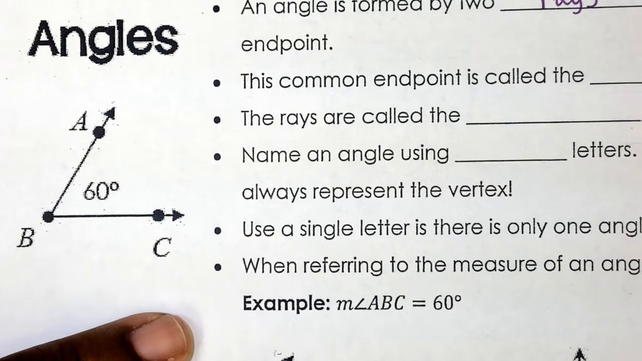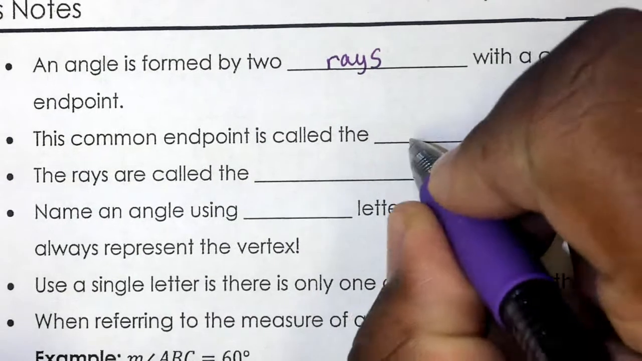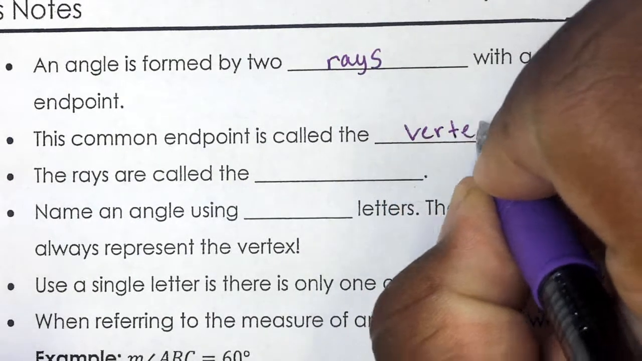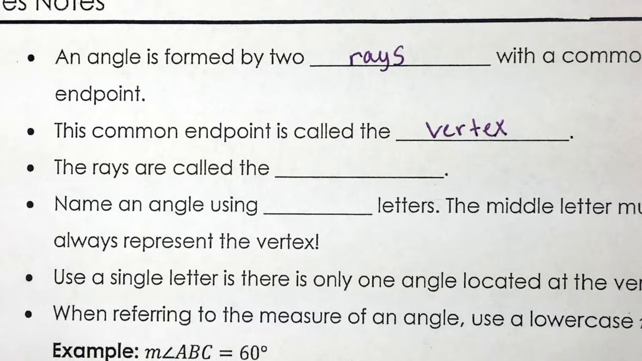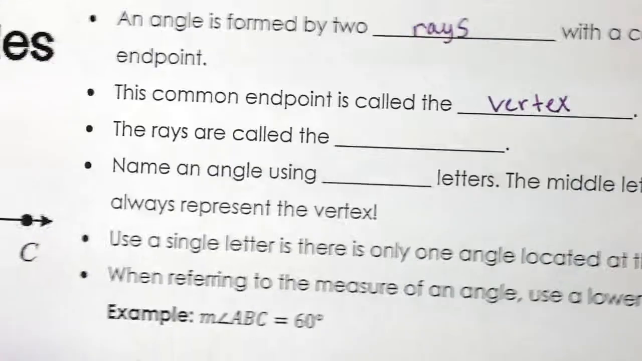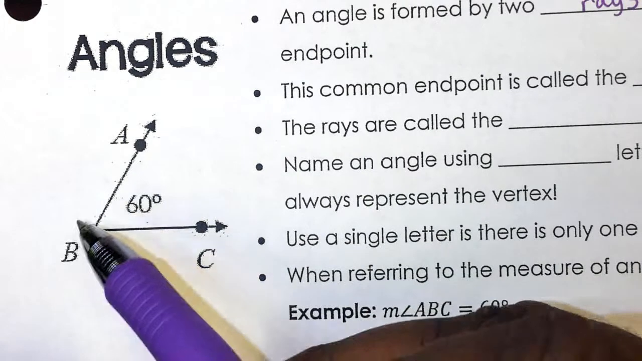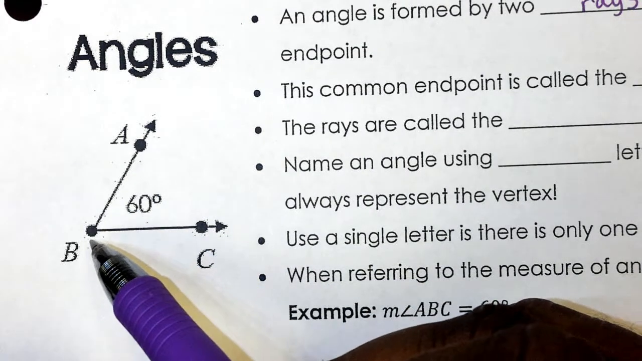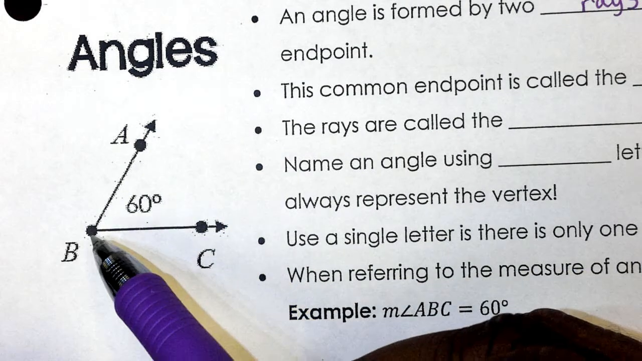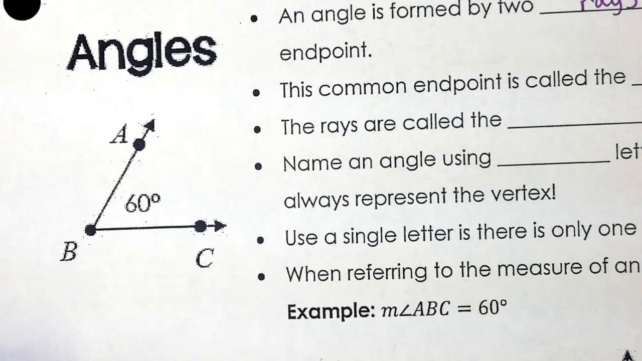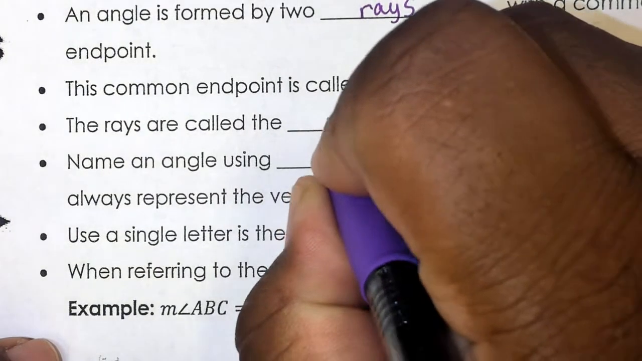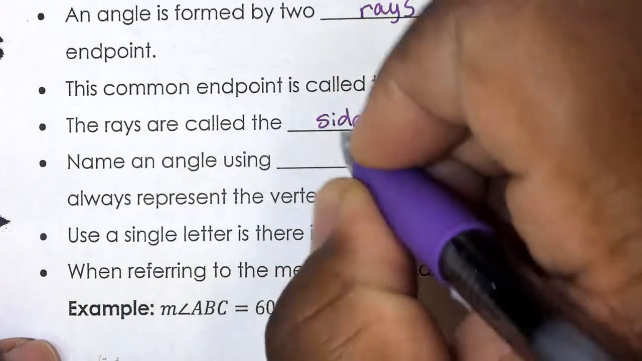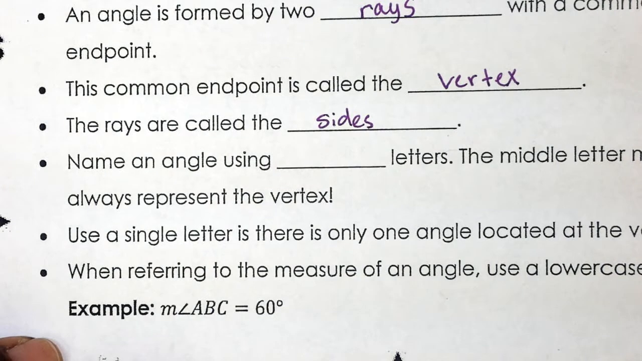The common endpoint is called the vertex. This is the common endpoint that the two rays share that form the angle. In this case, my vertex will be B. This ray right here and this ray right here both share point B. In an angle, the rays are called the sides. So when I ask you about the sides of the angle, I'm talking about the two rays that make the angle.